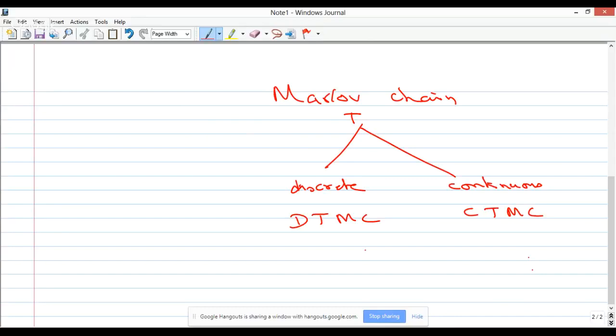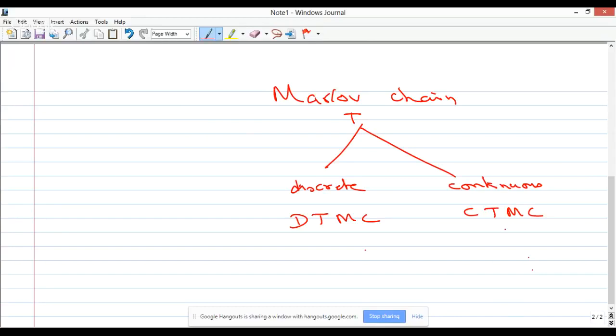So a stochastic process with the Markov property is called a Markov process. When the state space of the Markov process is discrete, it is called a Markov chain. After that, when the parameter space is also discrete, it is called a discrete time Markov chain. Otherwise, it's a continuous time Markov chain.